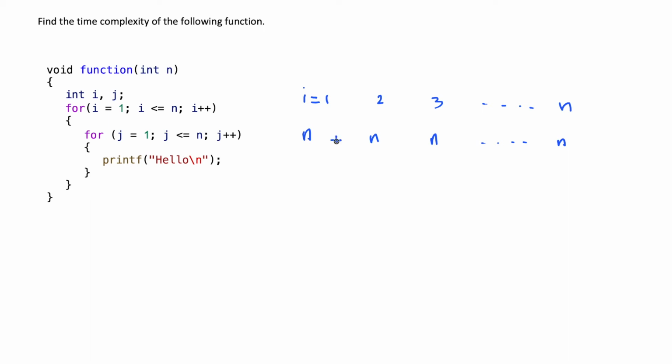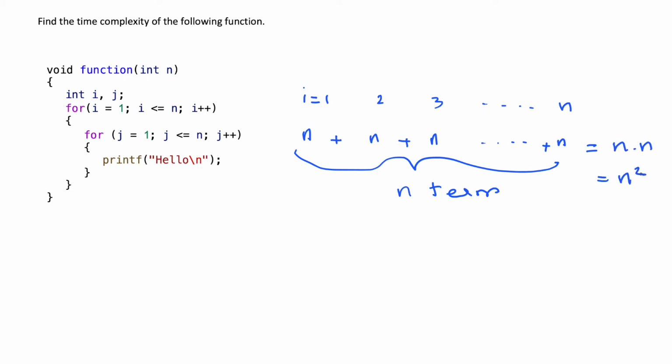If you add up all these values, that is n for i equal to 1, n for i equal to 2, n for i equal to 3, and so on until n for i equal to n, we will have n number of n's, that is n terms. So this sum will be n into n, which is equal to n square. So this function executes at a time complexity of big O of n square.